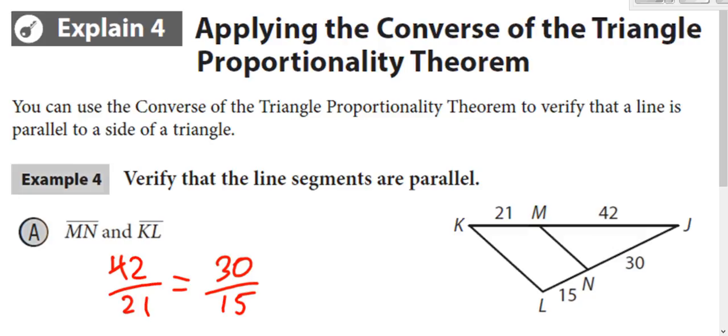or you could cross multiply and you get 45 times 15, which is 675, or 42 times 15 is 630. And then 21 times 30 is 630. Since we got the same number, yes, or you could have reduced. But then they are proportional, which means yes, they are parallel.